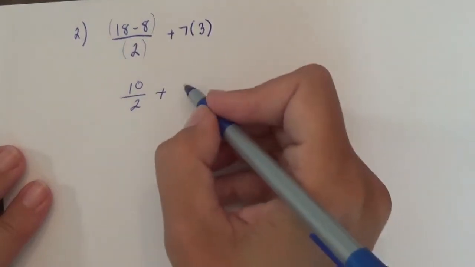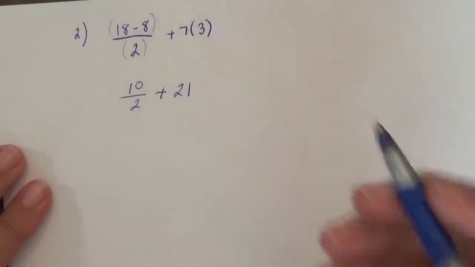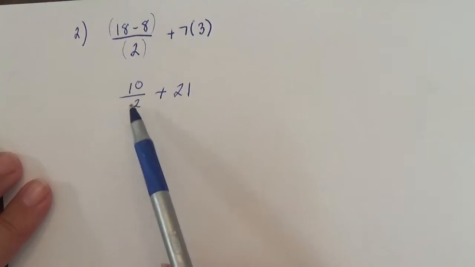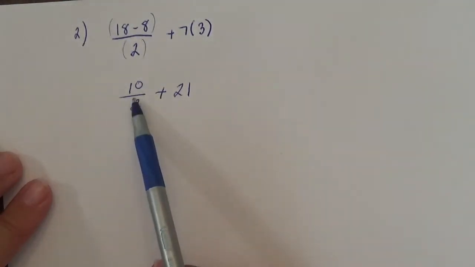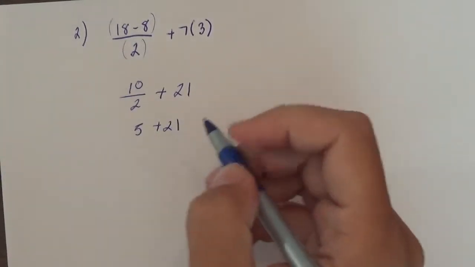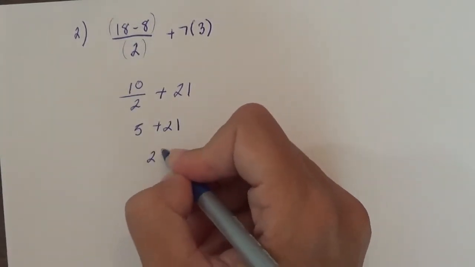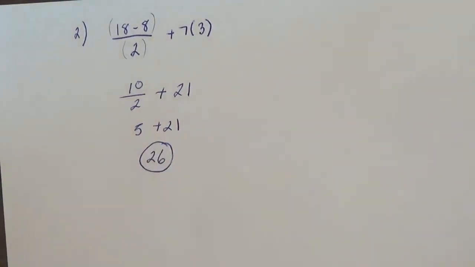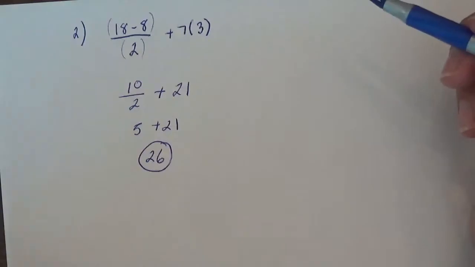We could do this 7 times 3. And now technically we have division and addition. So 10 divided by 2 is 5. 5 plus 21, 26, and there you go. All right, so that division bar does show up in your homework a little bit.